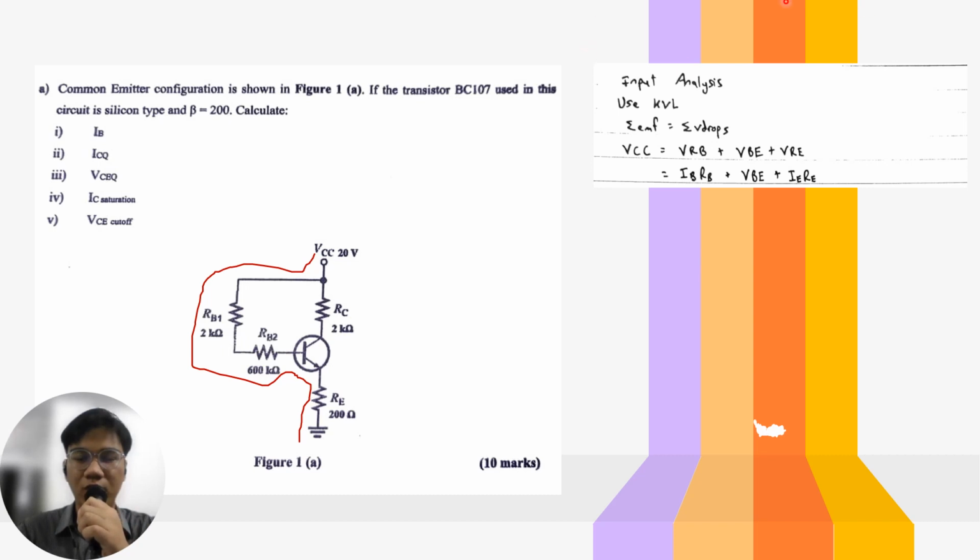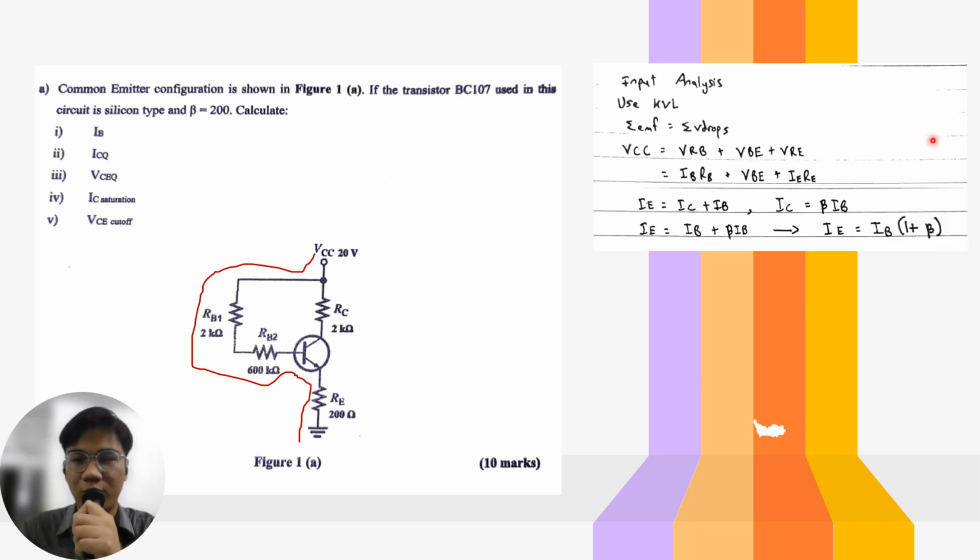After that, we have to turn the VRB and VRE into IB multiplied with RB and IE multiplied with RE. This is based on Ohm's law, which is voltage equal to I multiplied with R. And then we have a little problem here because we don't know the value of IE, so we have to change the formula a little bit.